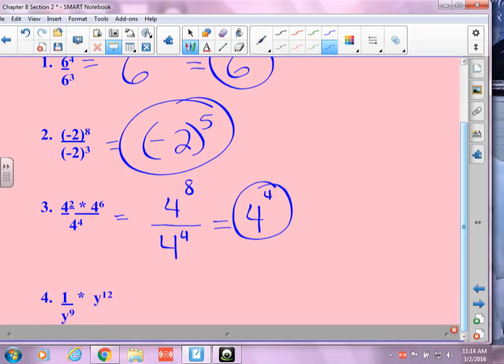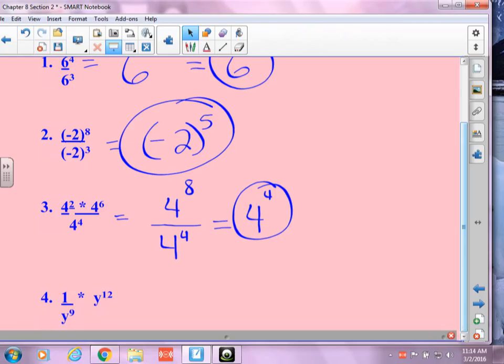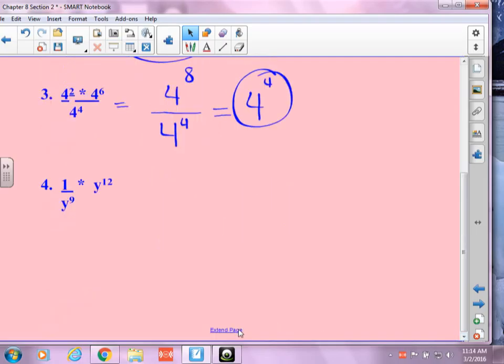And then finally, this last one. I'm going to put y to the 12th over 1. And this is the one that students really mess up on because they forget to do this. You want to put y to the 12th over 1.